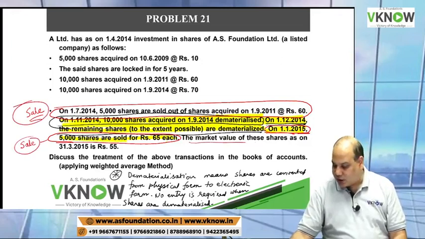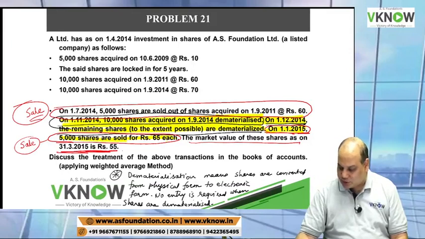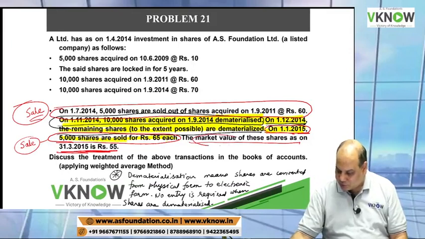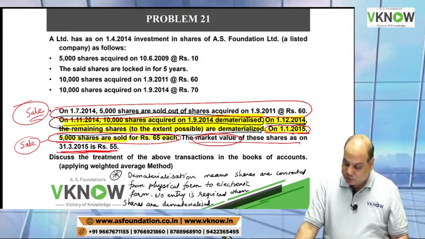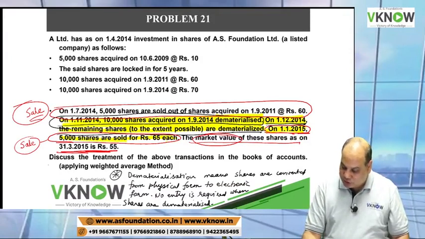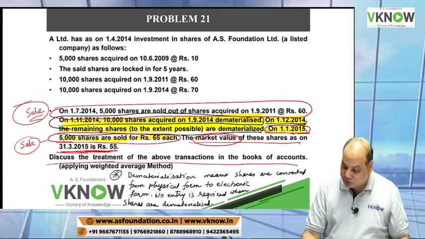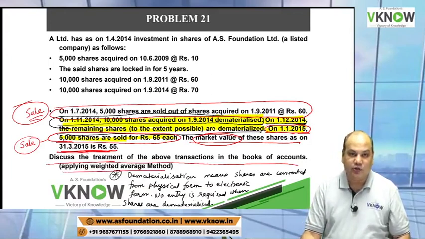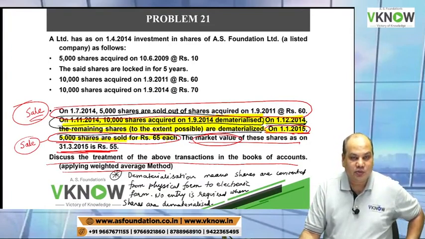Now it says the market value of this share on 31st March 15 is 55 rupees. This is the market value of the share on 31st March 2015. Question is, discuss the treatment of above transactions in the books of account. Apply weighted average method. So this question is slightly similar and slightly different also.